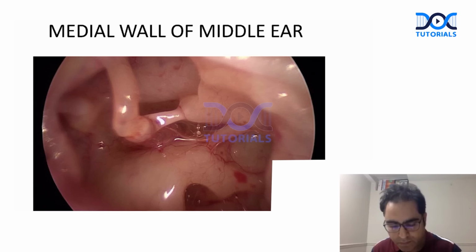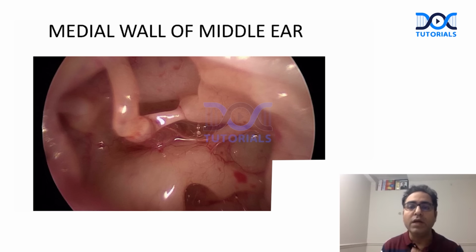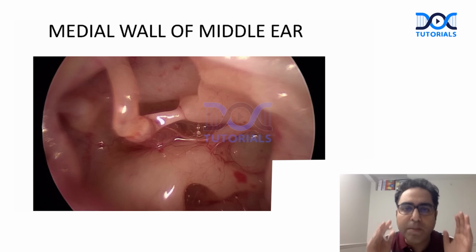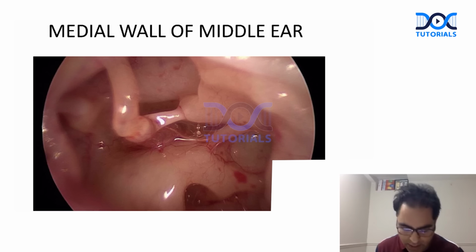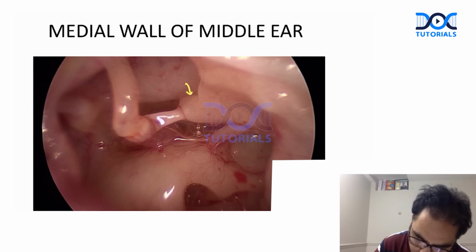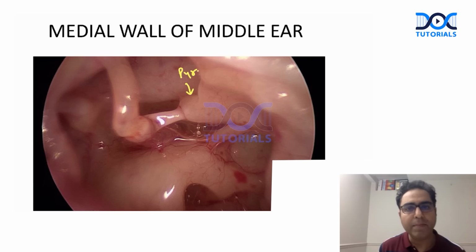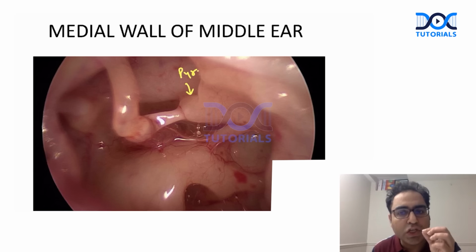Now, the very scary thing for people is the medial wall of the middle ear. They ask you landmarks here and there. Let us know them now. The picture right now in front of you is the medial wall of the middle ear, with the major landmarks. Let us label it. This is the P, pyramid. The pyramid is a projection on the posterior wall of the middle ear. All the remaining landmarks are on the medial wall of the middle ear.